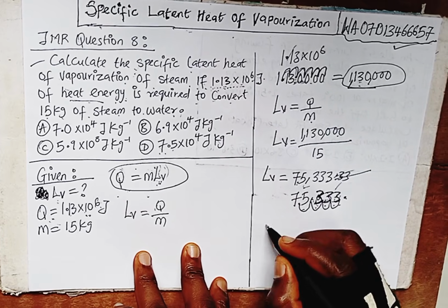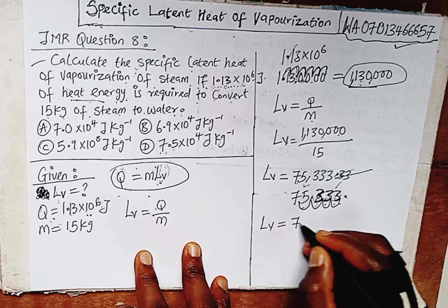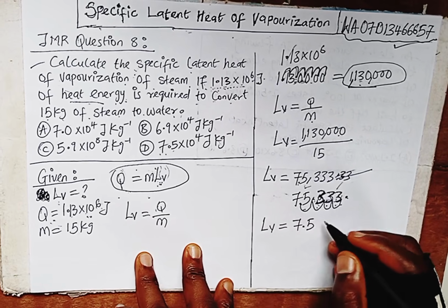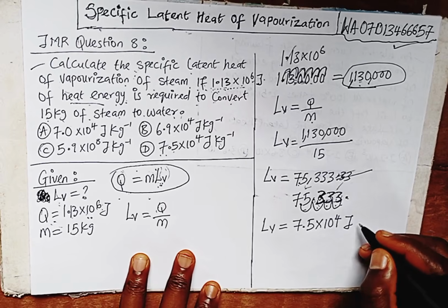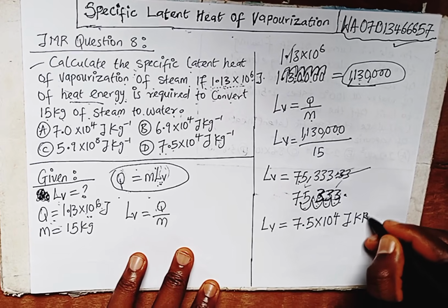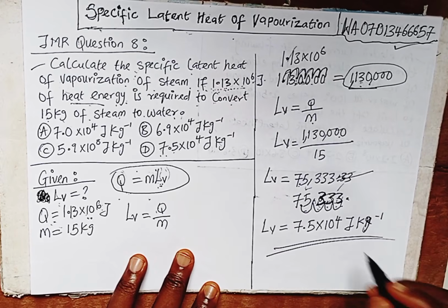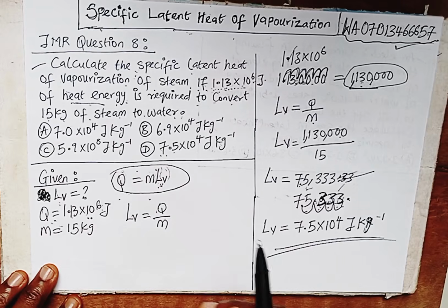So we are now going to be left with LV is equal to 7.5 times 10 raised to power 4 joule per kilogram, to the power minus 1. Please look among the options and pick the correct option. Drop it in the comment section.